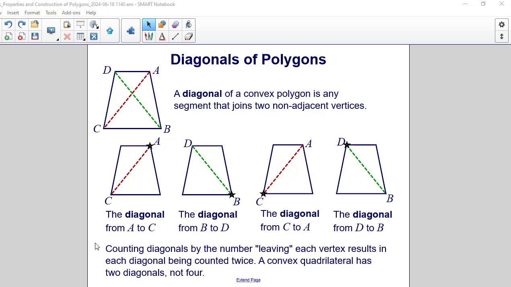Counting the number of diagonals leaving each vertex results in each diagonal being counted twice. A convex quadrilateral has 2 diagonals, not 4.